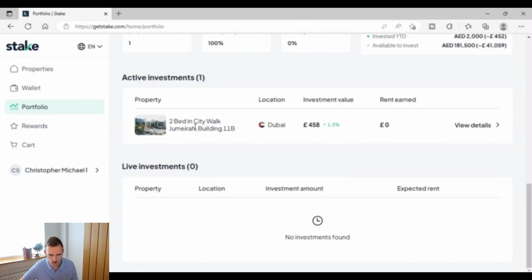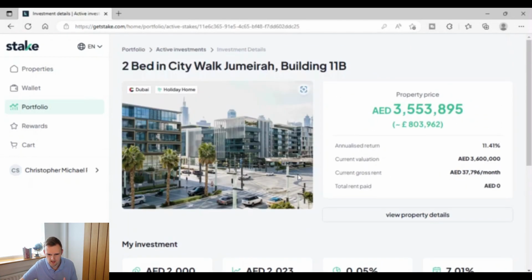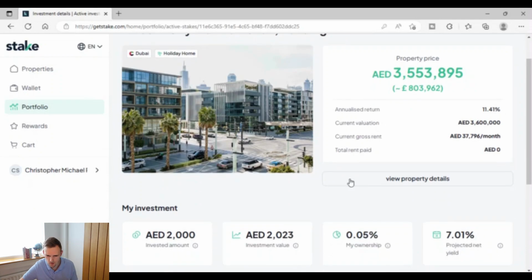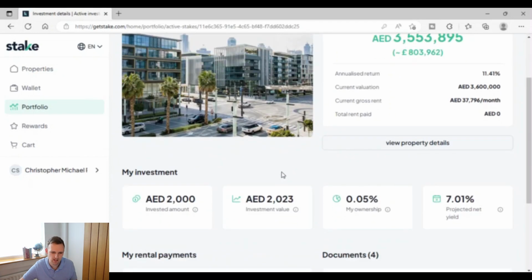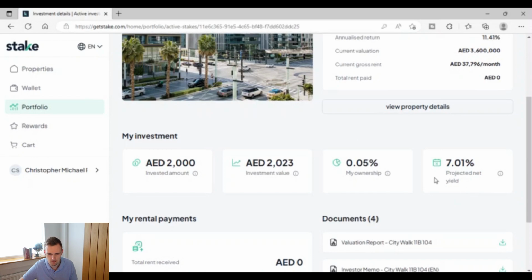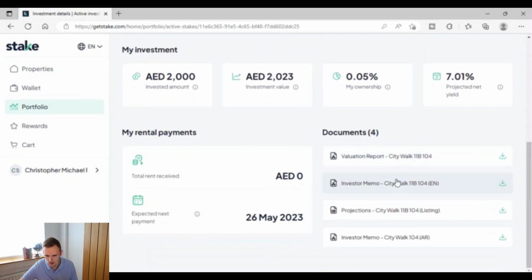Now, if we go back to portfolio and click on this property here, view details, I can actually show you. So this is my part share. I actually own, if I can find it, there we go, 0.05%. I own half of 0.1% of the property there. So it's not much, but it's still something. The projected net yield there is 7%. And you can see invested amount and then investment value. So I've already made that slight gain there. You can see all the valuation reports, projections, and there's just so much professional documentation going on here.